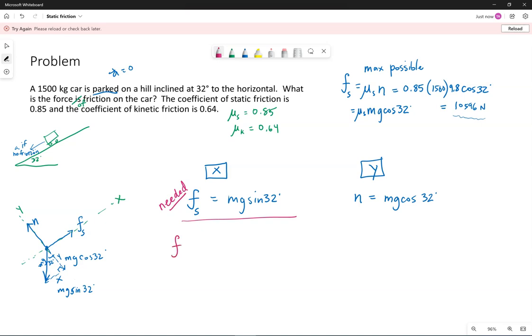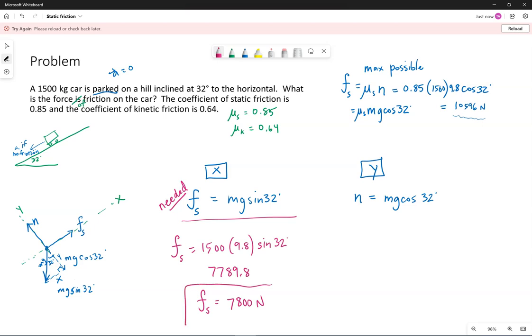So let's calculate this. mg sine 32. I'm getting 7789.8. So this is essentially telling me that the force of static friction needs to be, to 2 sig figs, 7,800 newtons, in order for the car to be parked on this hill.